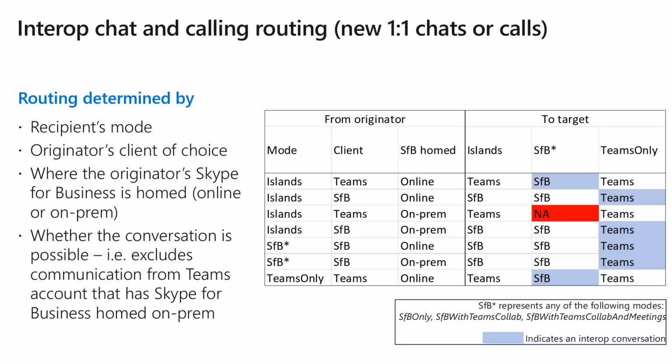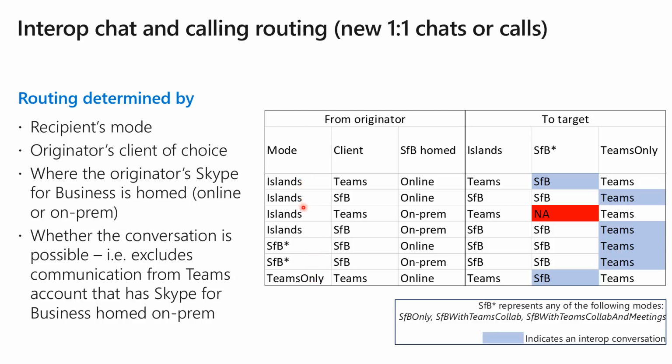The next thing we need to determine is what client they have used and where the originator Skype for Business account is homed. Is that homed online or is that homed on premises? That will then help us determine whether the conversation is even possible or not. So, for example, if I look at this chart, this first section here, these three columns are the originator. That would be user A in the conceptual diagrams that we saw earlier.